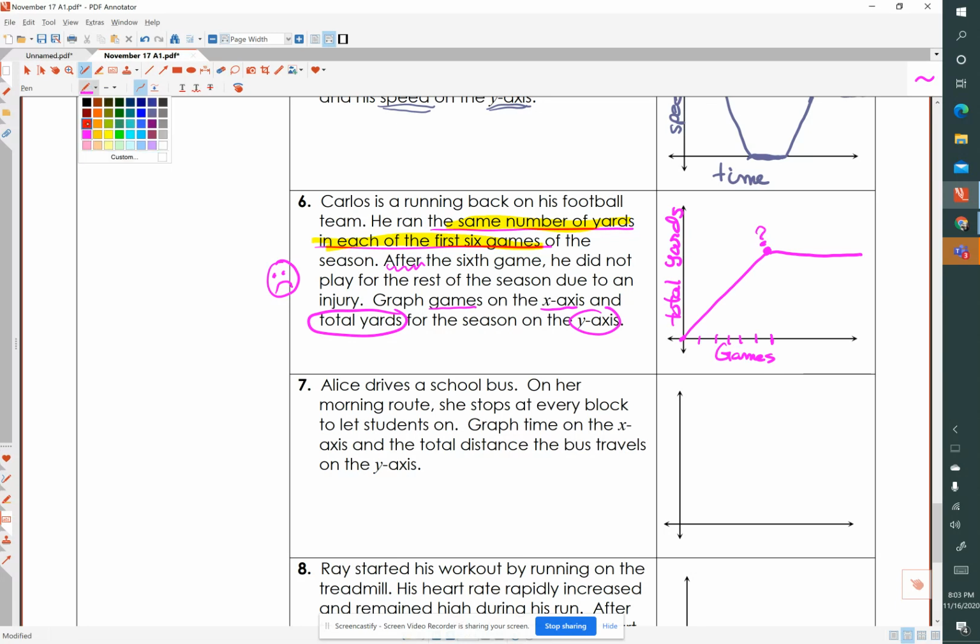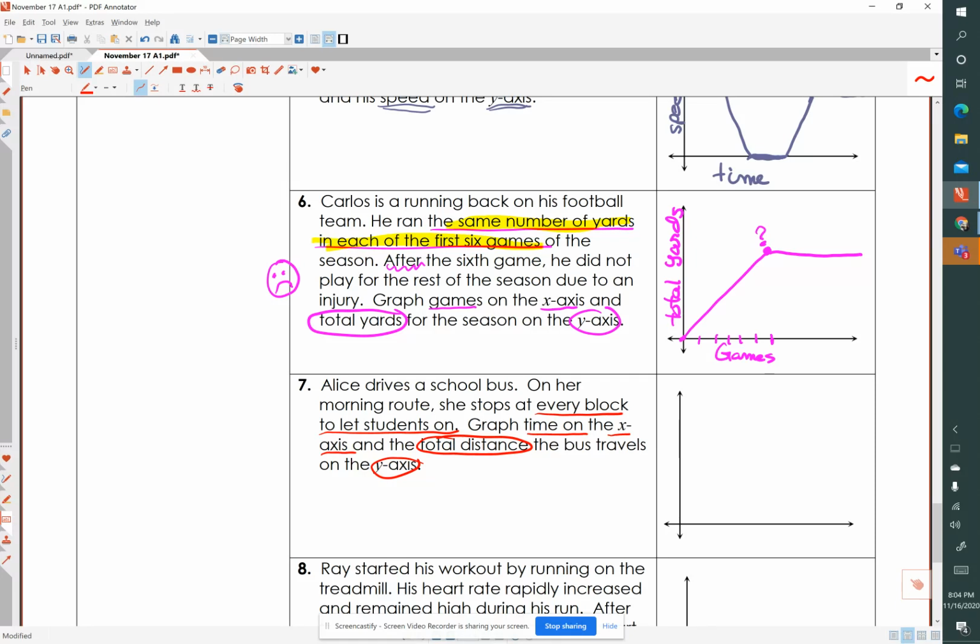So now let's move on to Alice. Alice drives a school bus. On her morning route, she stops at every block to let students on. Now, I don't know what's the matter with these kids. They can't walk a couple blocks to the bus stop, but she stops at every block. So we're going to graph time on the x-axis, and we're going to graph total distance on the y-axis.